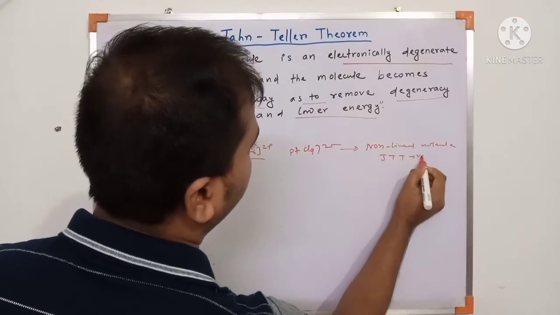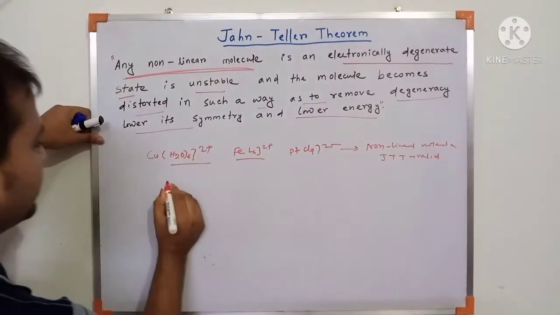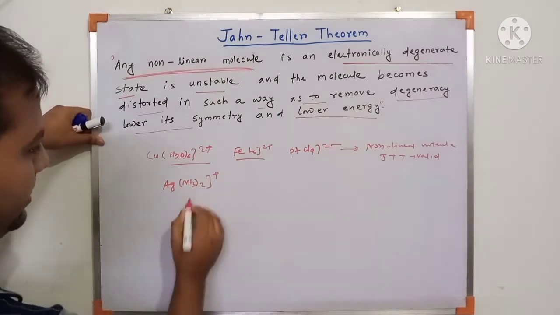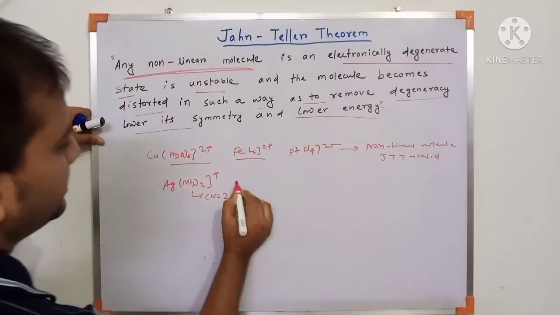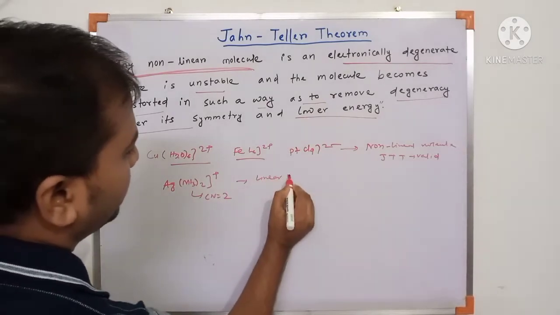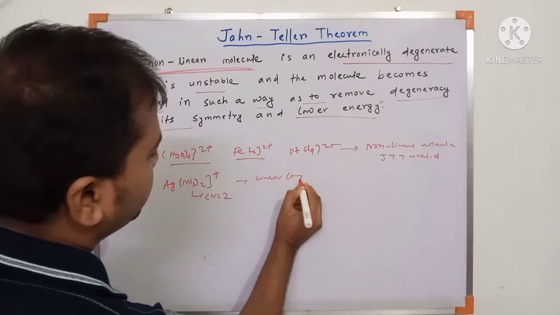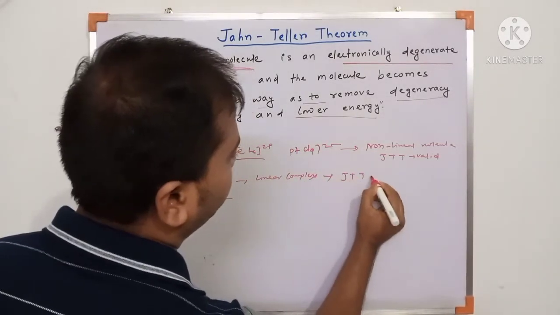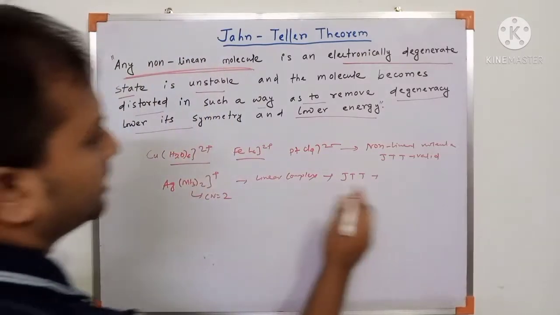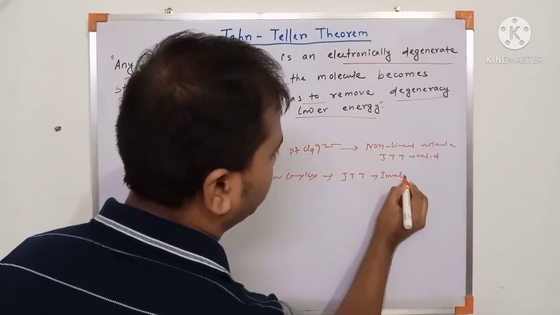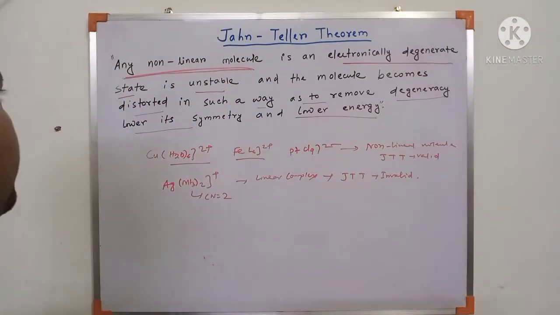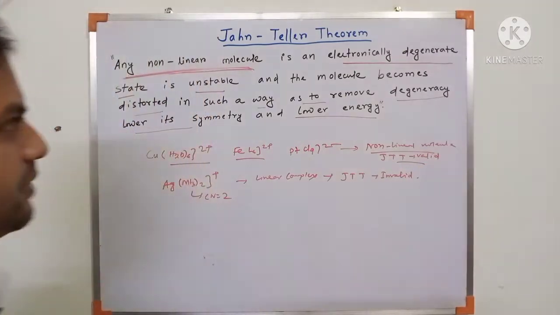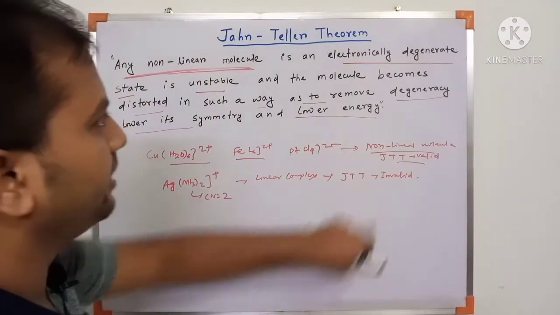the Jahn-Teller theorem is valid. But for example, [Ag(NH3)2]+ has coordination number 2. This is a linear molecule, so a linear complex. In the case of a linear complex, the Jahn-Teller theorem is invalid. So for a non-linear molecule Jahn-Teller distortion is valid, for a linear molecule Jahn-Teller distortion is invalid.